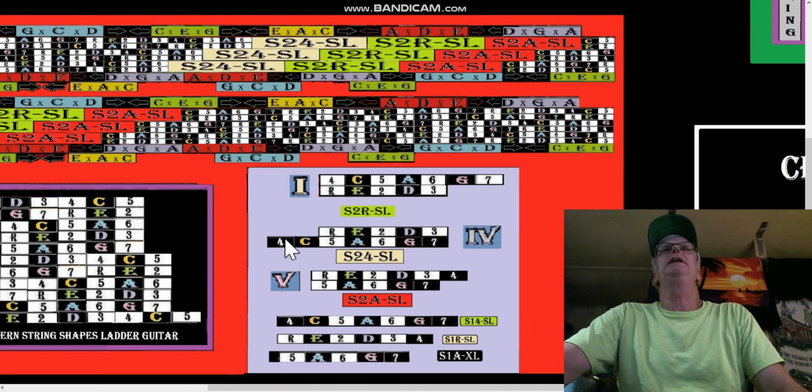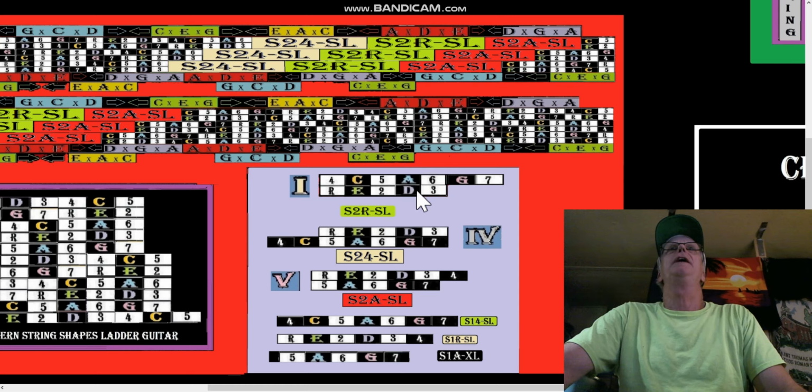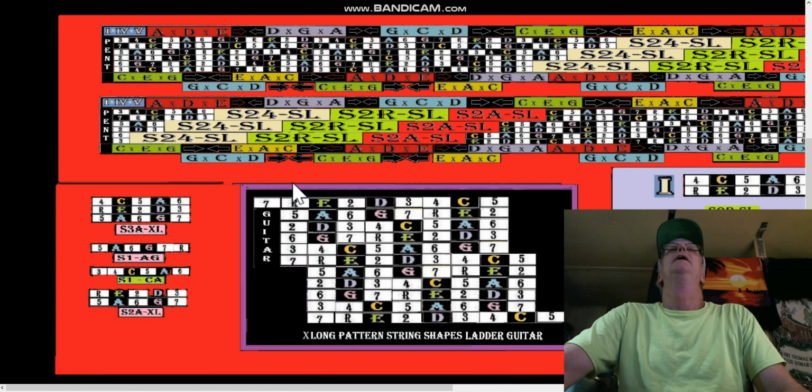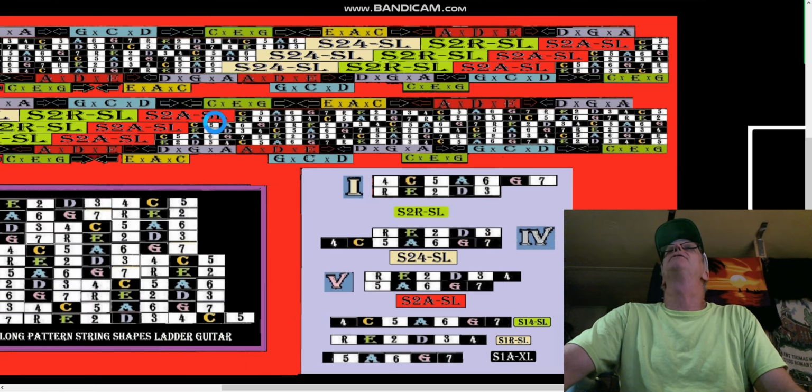Okay, so again, through this little research I've done, we come up with the Lydian pattern here. So we have the Mixolydian pattern, we have the Lydian, and we have the Ionian. Now, where are the others? We're going to look at the others. Where are you guys?